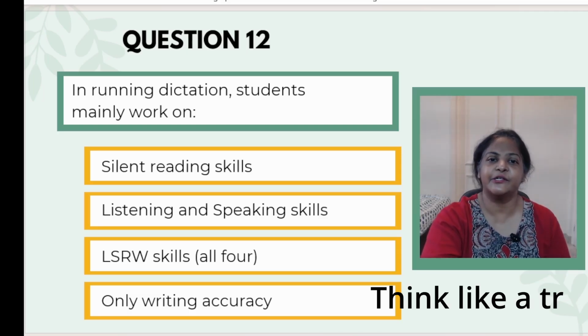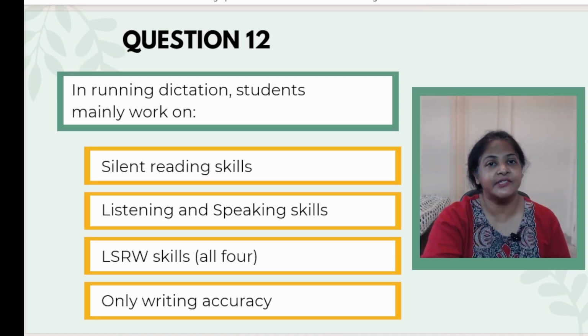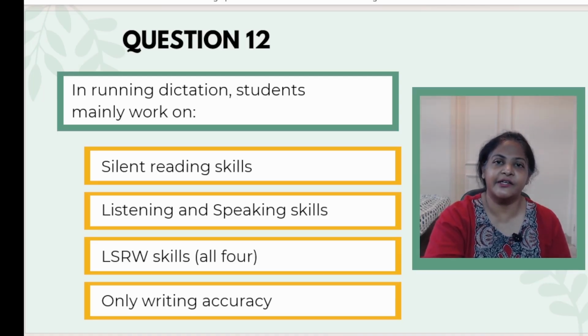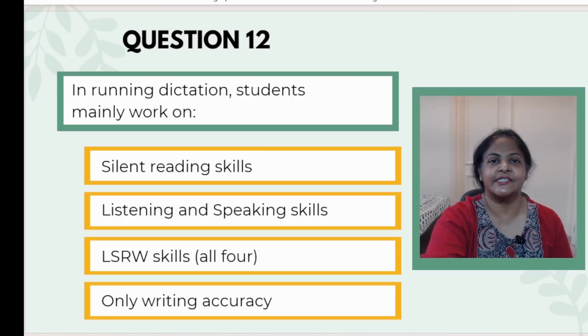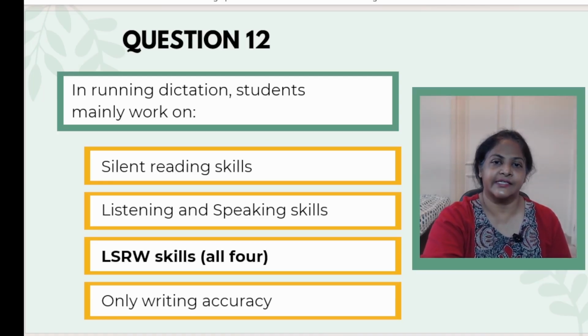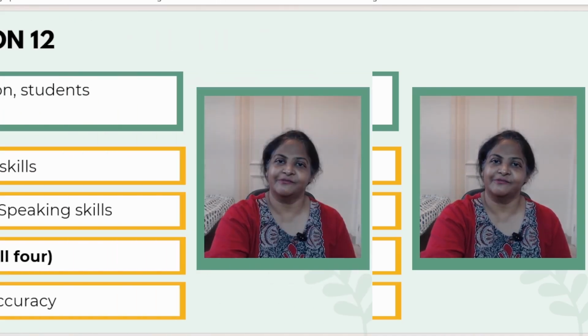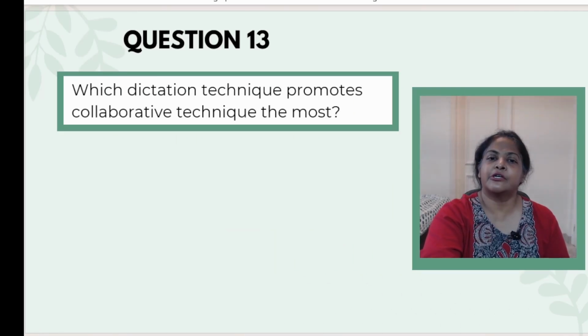Think like the teacher. You're doing running dictation. What happens in running? One child is running, reading, coming back, speaking. The other one is writing. So listening and writing. So the correct answer is that all the 4 skills, LSRW, all 4 skills are being nurtured. Which dictation technique promotes collaborative techniques the most?